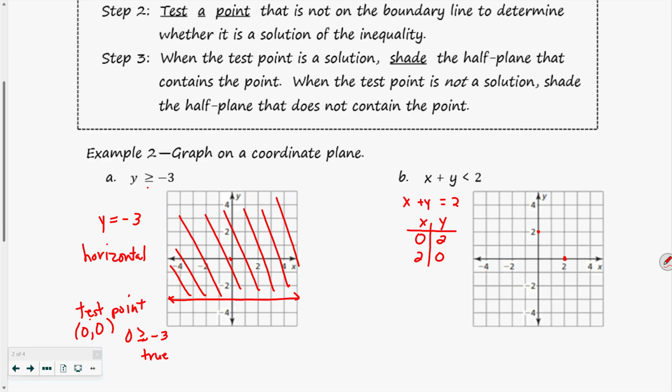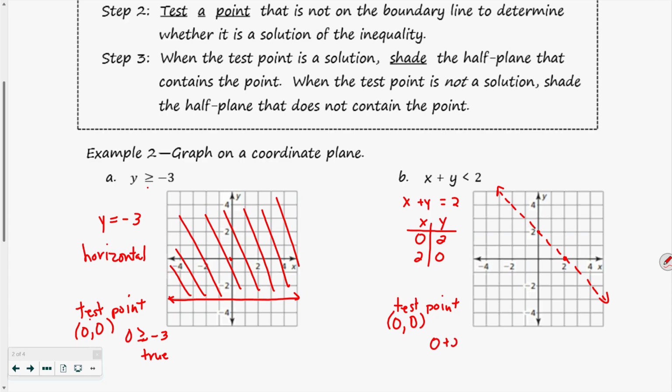This is a less than symbol, so I know I'm going to have a dotted boundary line, dashed line, however you want to say that. So there's my boundary line. Now I need to pick my test point. My test point is any point that doesn't lie on the line. Again, 0, 0, or the origin is the easiest one to pick. So I'm going to go ahead and put that in and see what that tells me about shading.